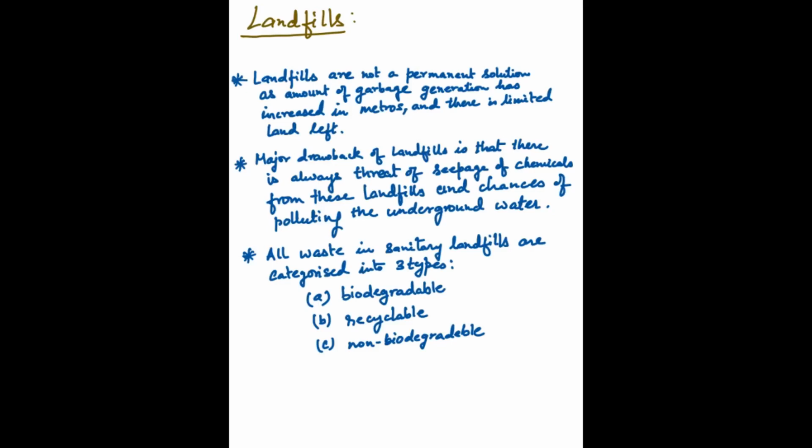And another drawback of landfills is that there's always a threat of seepage of chemicals. So if you are dumping something into a landfill, definitely after degradation the chemicals will leach into the soil and pollute the groundwater. So this is a very scary situation and this can happen. This is one of the disadvantages of these landfills.